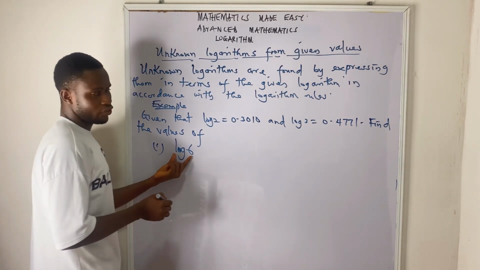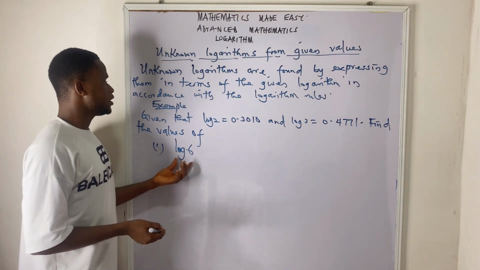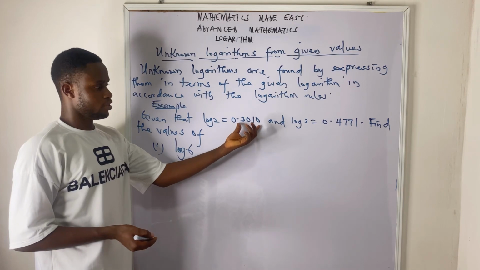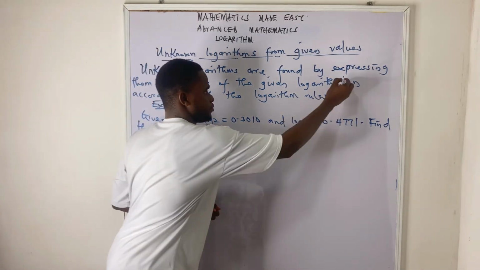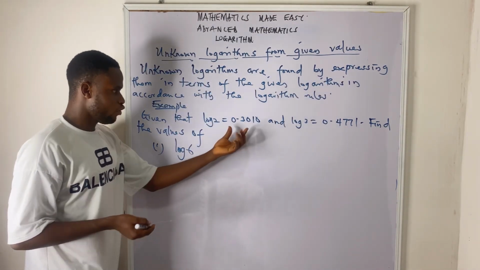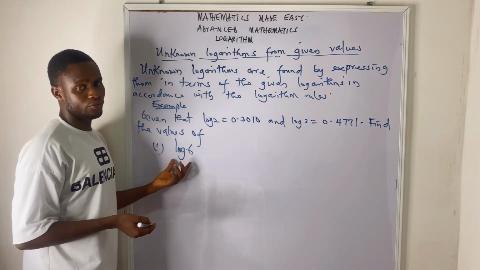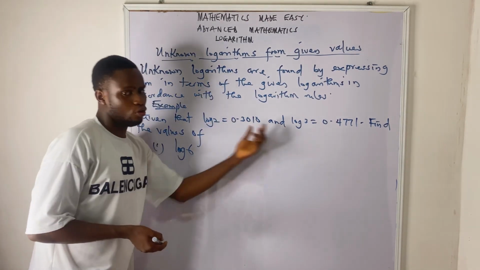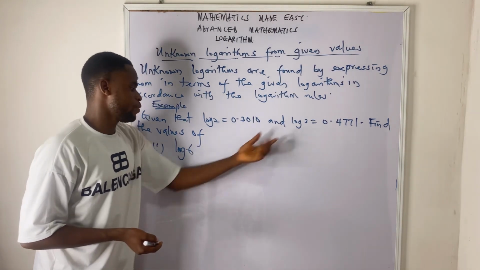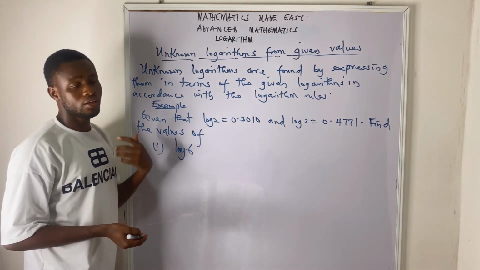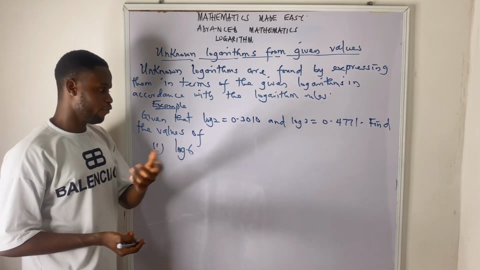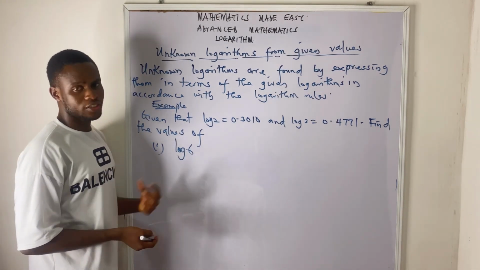So this is the unknown logarithm. Now you'll be asked to find the unknown logarithm from the given logarithms. So these are the given logarithms. You use the given logarithms to solve for the unknown logarithms. And how can you do that? You express them in terms of the given logarithm. And the only way you can express them is to apply your logarithm rules, which we have learned in the previous volume.